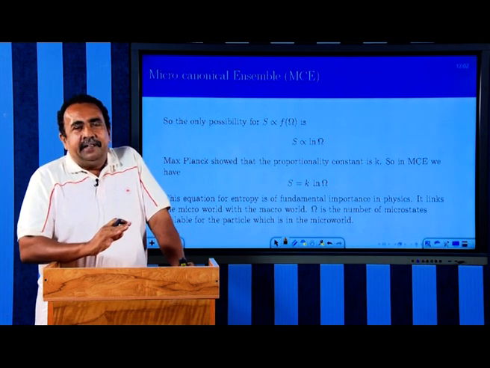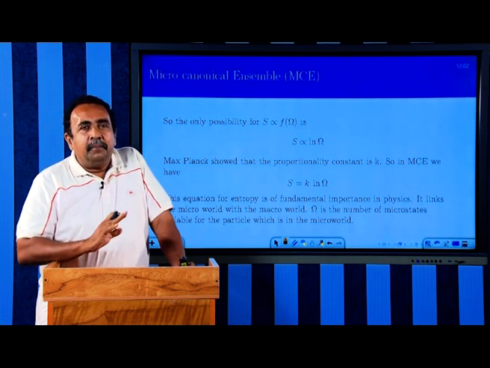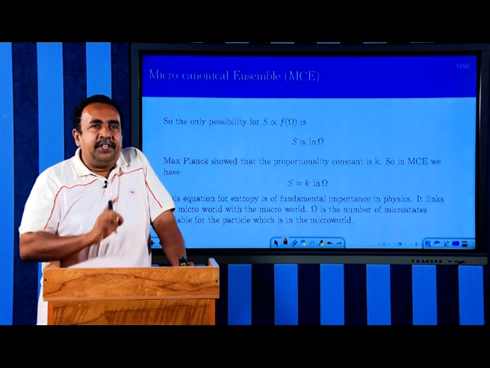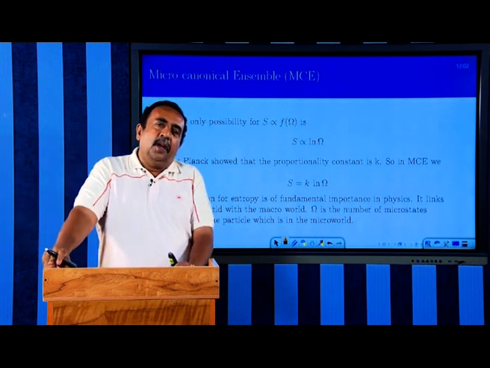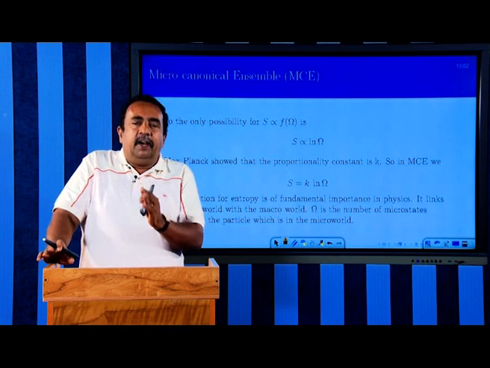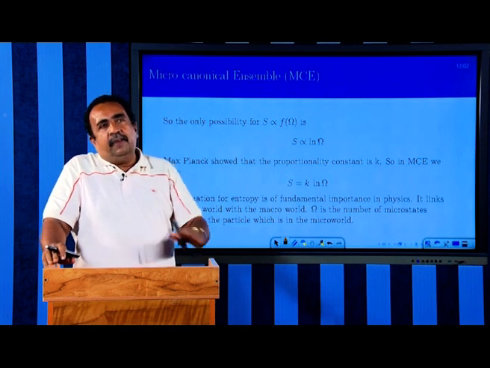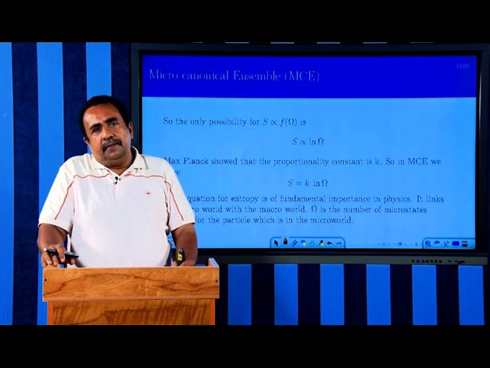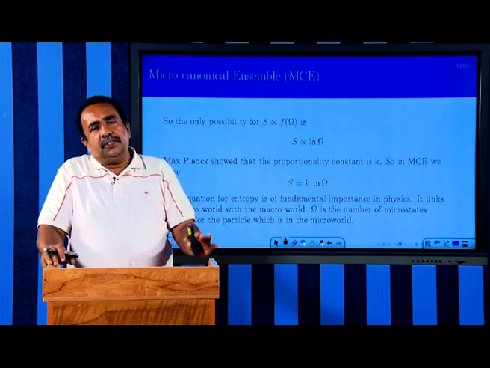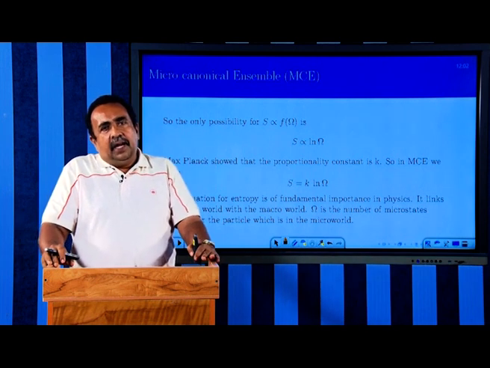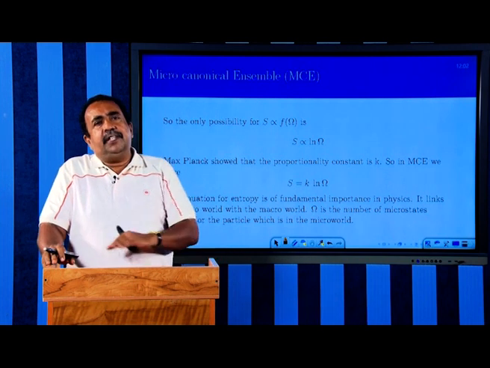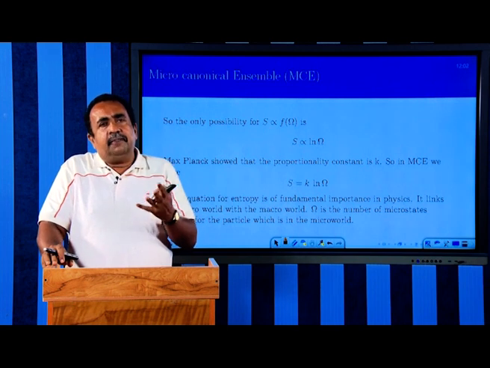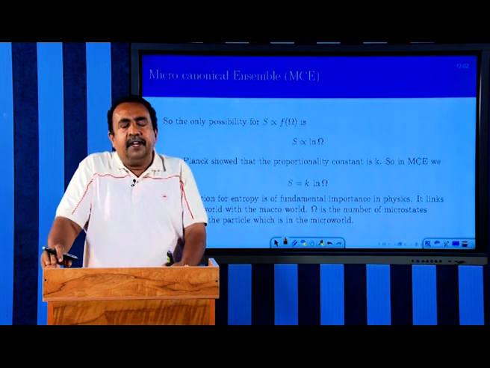S equals k log omega is the famous equation for the microcanonical ensemble, where omega will always be a function of energy, volume and number of particles. You fix energy, volume and number of particles and study the system. There are a large number of thermodynamic properties, so I will fix some properties and then study the system. You will see later that to get all the properties, you will have to fix three variables.